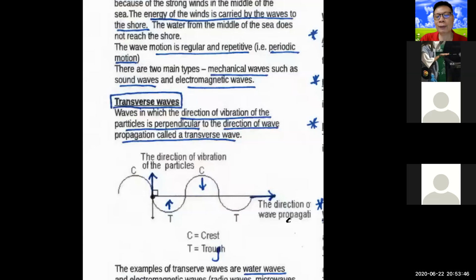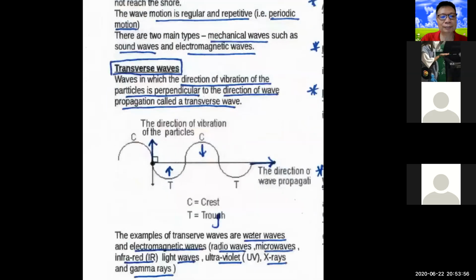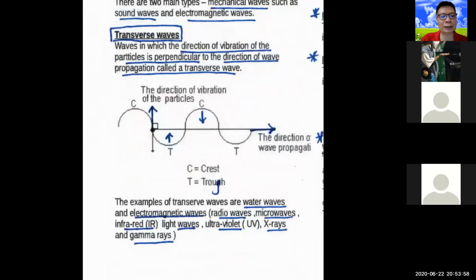Remember the definition, because later on I will ask you. Transverse means the direction of vibration of particles is perpendicular to the direction of propagation. Propagation is a new word for you. Propagate means to move: the direction of the wave movement. Can you understand here? Examples of this kind of wave moving up and down while moving left and right: water wave, water moves like that, isn't it? And electromagnetic wave.